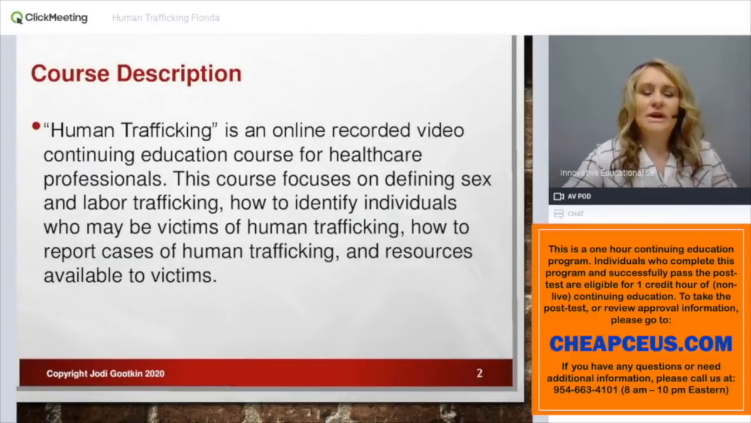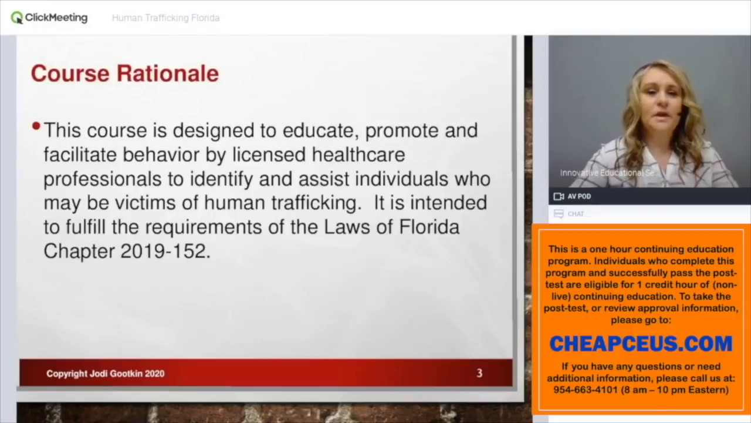We are going to define what is human trafficking, as well as discuss how you will be able to identify individuals who are potential victims, how to report suspected cases, as well as make you aware of resources that are available to victims and survivors. The intention of this course is to fulfill the Florida Healthcare Provider Human Trafficking requirement in order to enhance your knowledge and understanding of human trafficking, as well as how to identify and report cases.